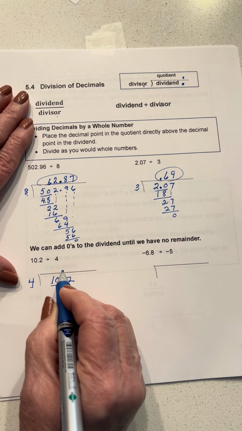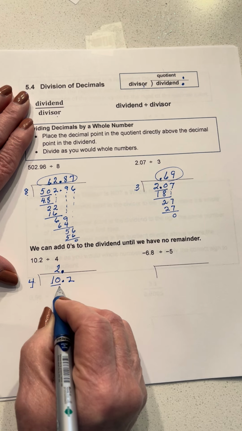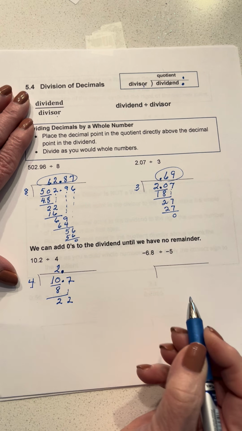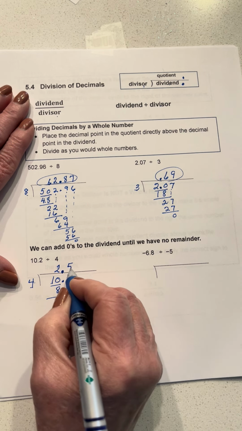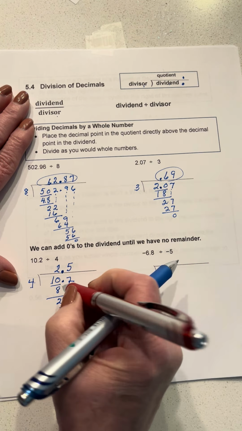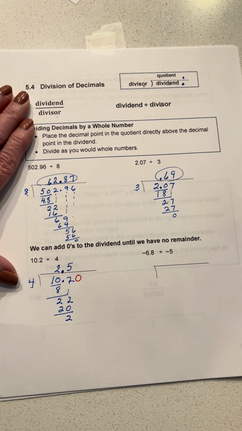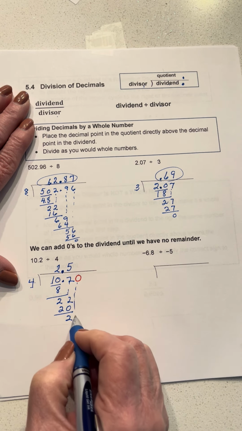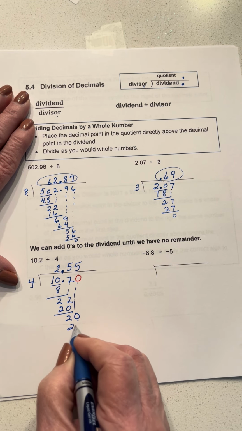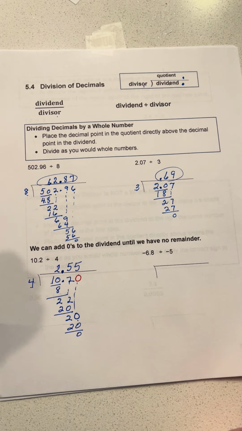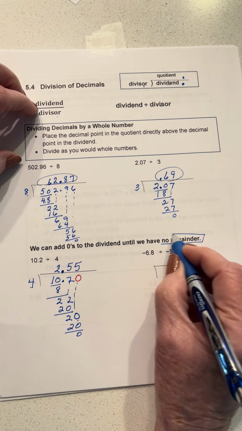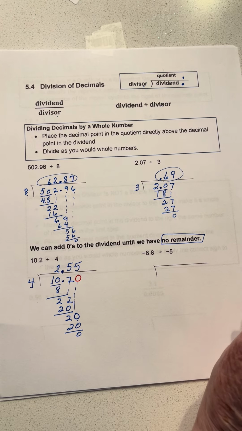4 won't go into 1, it goes into 10 2 times, because 2 times 4 is 8. We have 2 left over. We'll bring down the next number. This will not go evenly, because 5 times 4 is only 20, and we have 2 left over. So what we're going to do is we're just going to add another 0 to our dividend, and now we'll bring it down, and now 4 goes into 25 times. 5 times 4 is 20, and we're done. It's come out even. We keep dividing until there is no remainder, unless they tell us about rounding, and we'll talk about that in a moment.